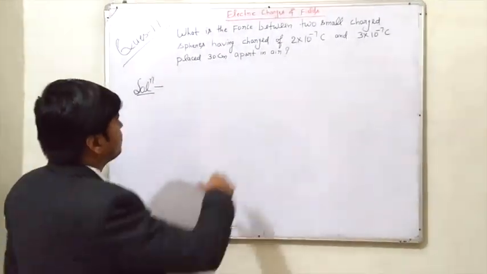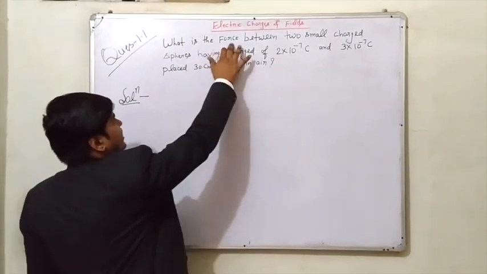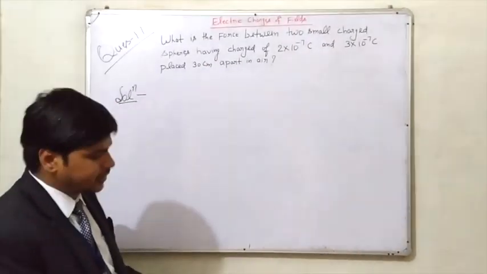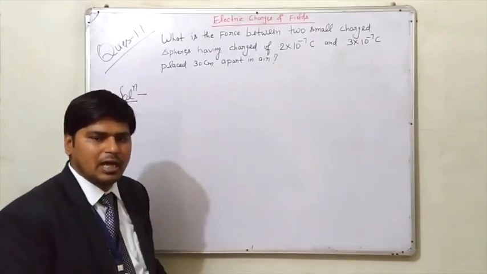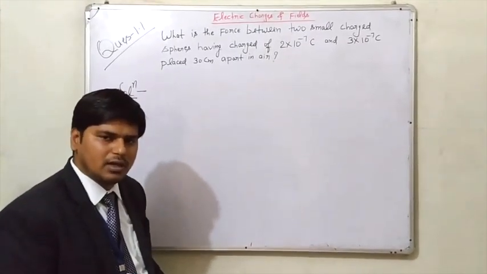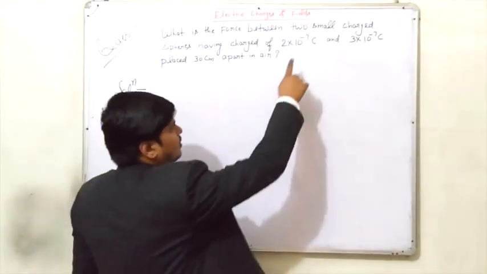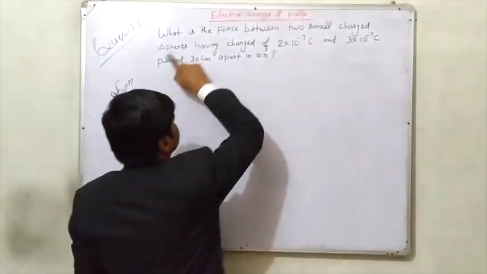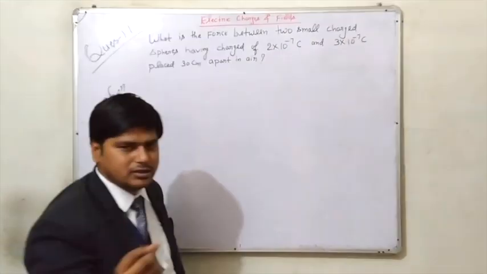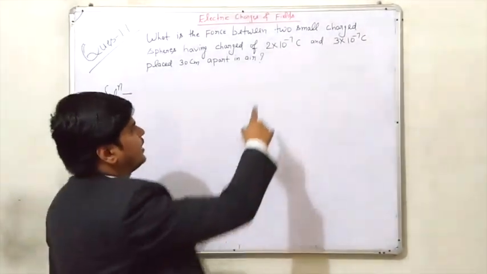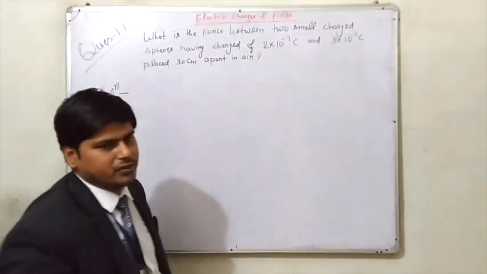Firstly, you should know what the force is. That force is the electrostatic force. You know the formula of electrostatic force, F equal to K Q1 Q2 upon R square. Then, two small charged spheres. What does it mean? The spheres which have a very small radius are called small charged spheres.